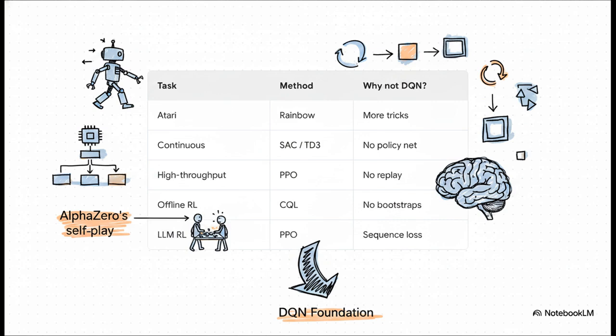But look closely, the lessons absolutely still travel. The experience replay and target networks we just broke down, they appear in SAC, TD3, AlphaZero self-play, and almost every single offline RL method out there. DQN might not be the final answer anymore, but it is the undeniable foundation.